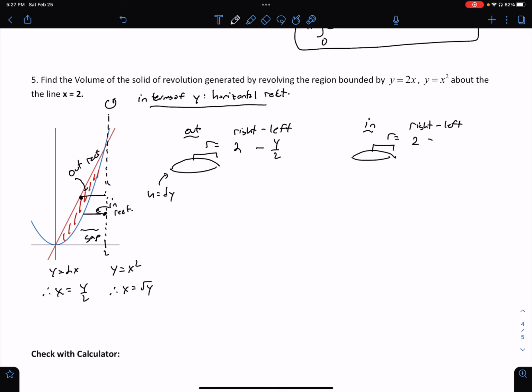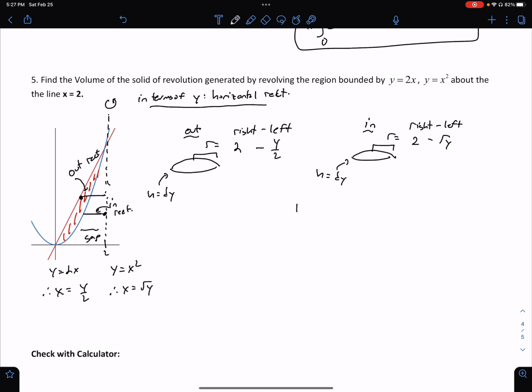My left, it's going to be that parabola right here, which is y equals x squared. But in terms of y, we write it as the square root of y. So we solved that earlier. So that's the square root of y. The height is still dy.